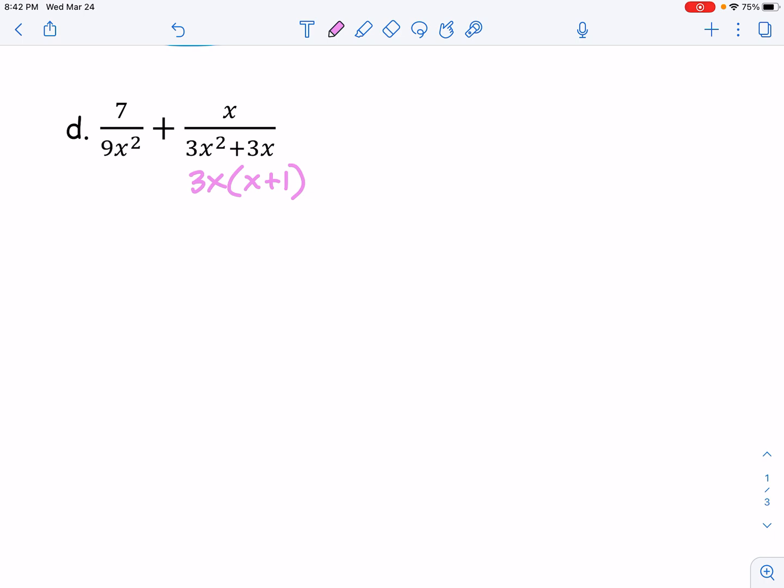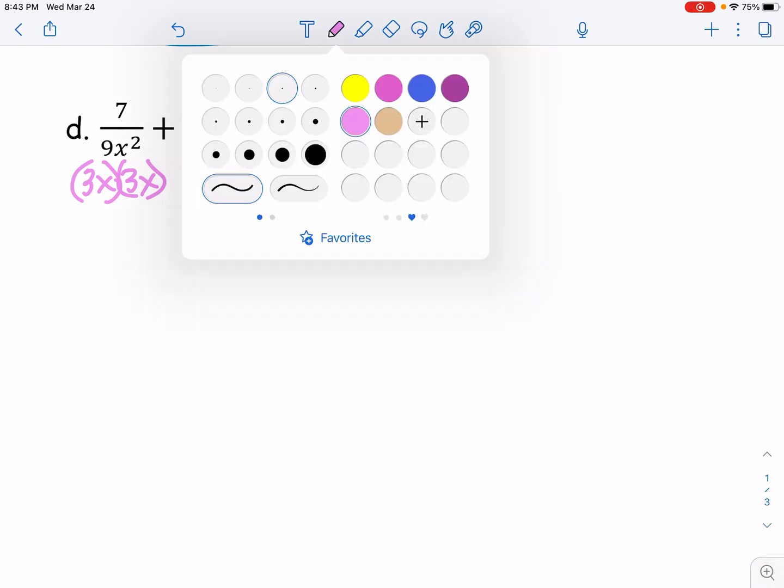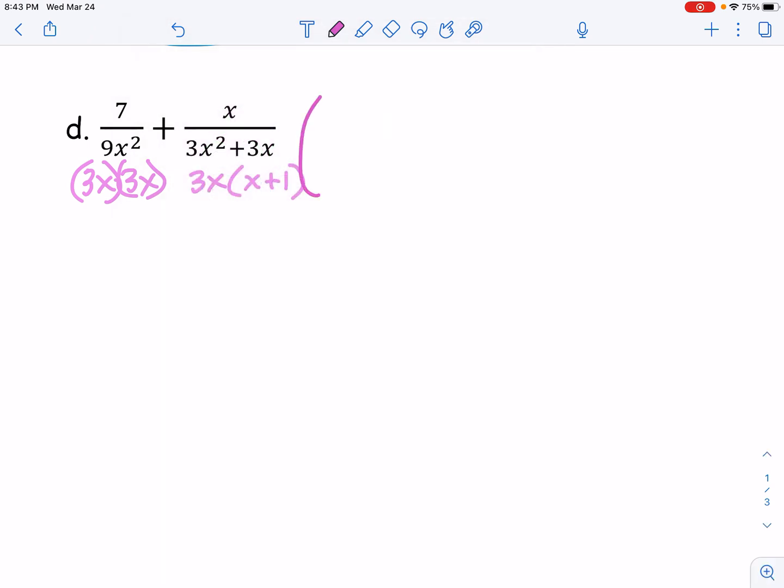Really on the right-hand side, 9x squared actually can be factored in a way, because I noticed that 9 is a perfect square and x squared is a perfect square. So really this is 3x times 3x. And the reason why it kind of caught my eye is because I saw this 3x here. So now I need to multiply the right-hand side by another 3x, and then I need to multiply the left-hand side by that x plus 1.